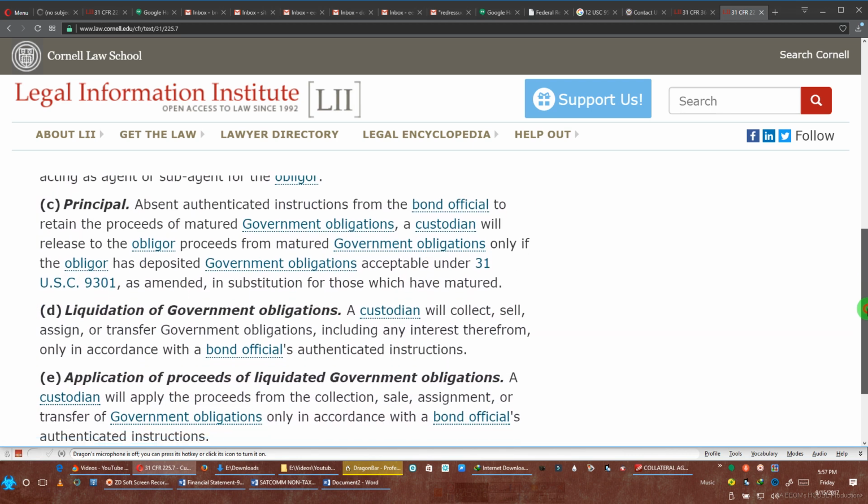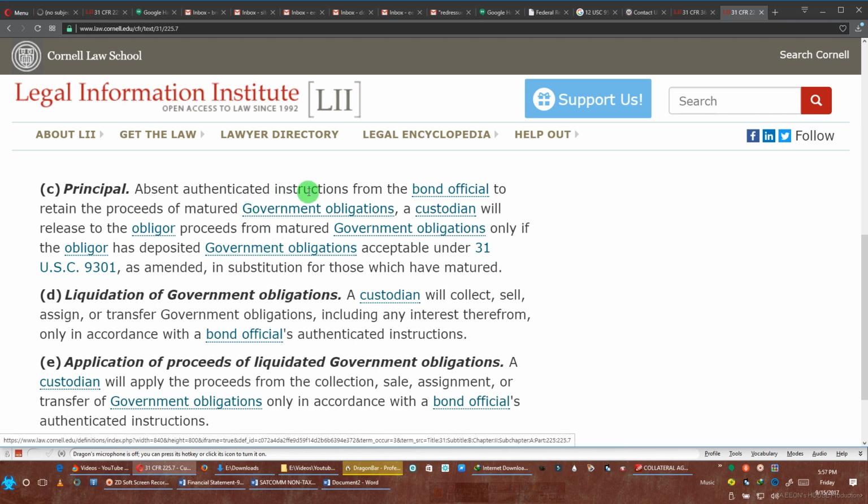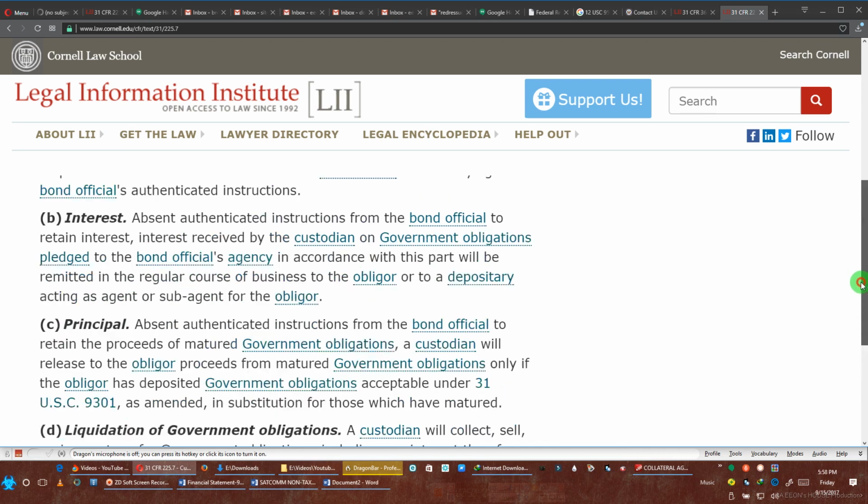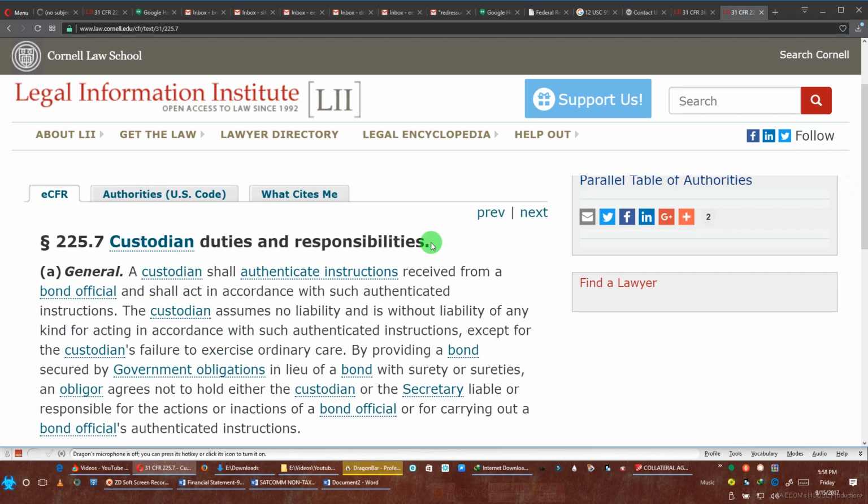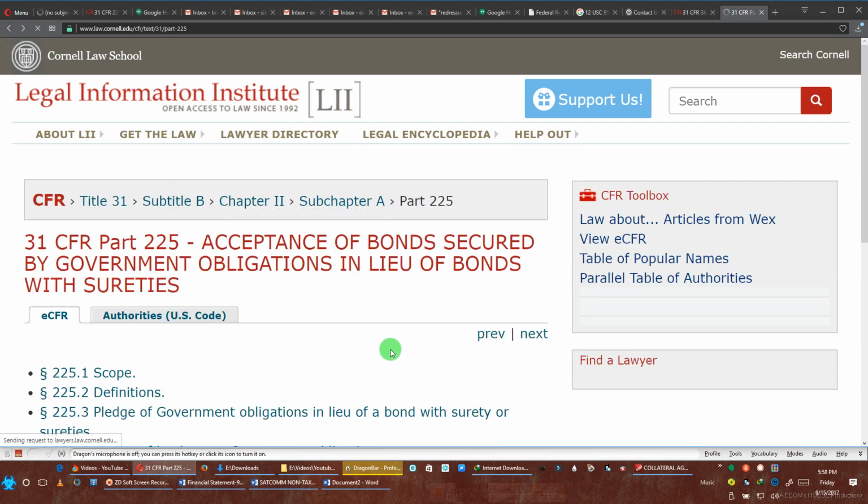Let's do C. Absent authenticated instruction from the bond official related to the proceeds of matured government obligations, the custodian will release to the obligor proceeds from matured government obligations only if the obligor has deposited government obligations accepted under 31 CFR as amended. It's about liquidation of government obligations. Nope. Application of proceeds of liquidation of government obligations. This is not the section. It is supposed to be .7, but we're not looking for that. So we're going to have to find the other one that actually specifically talks about the Federal Reserve.